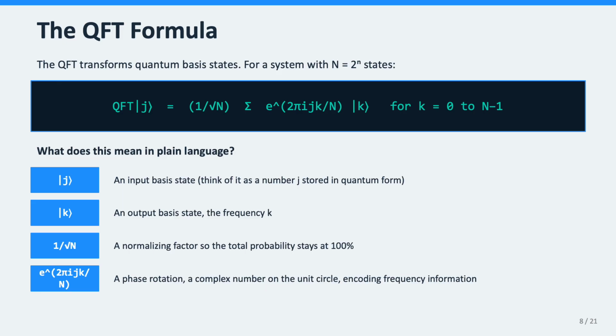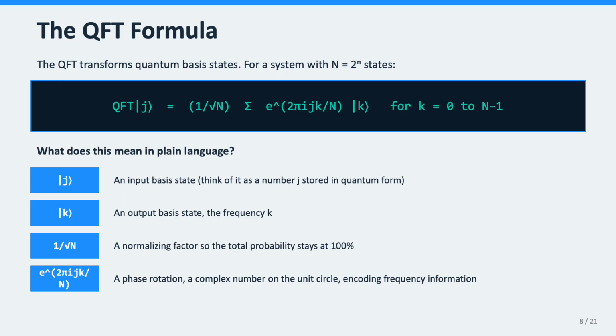The formal definition of the QFT says that it takes a basis state representing some input number and converts it into an equal superposition of all possible output states, where each output state is weighted by a phase factor. The phase factor for each output depends on both the input number and the output label, and it corresponds to a specific point on the unit circle in the complex plane. Let us unpack that in plain terms.